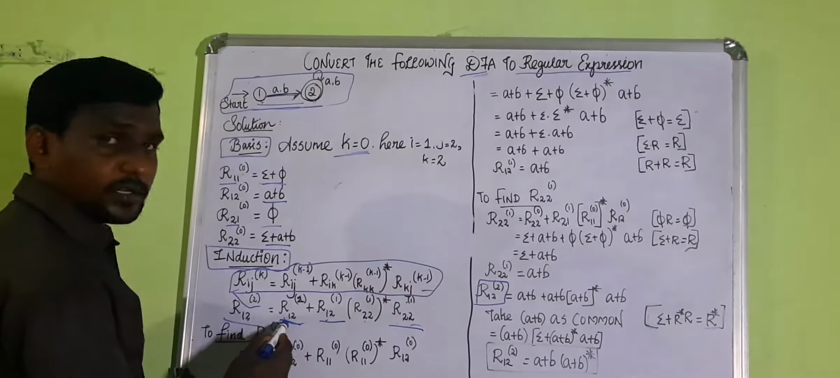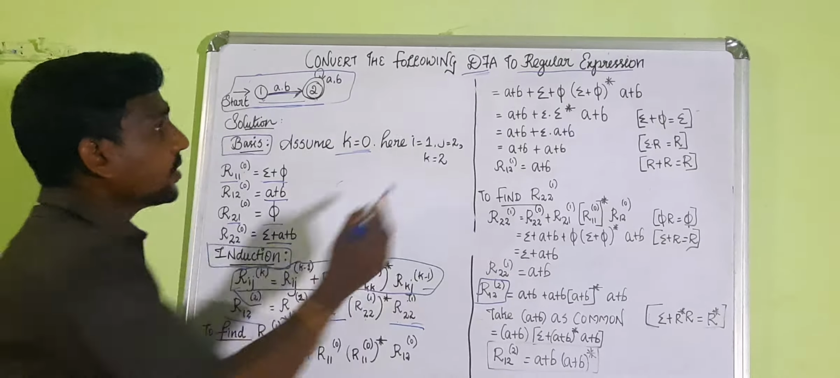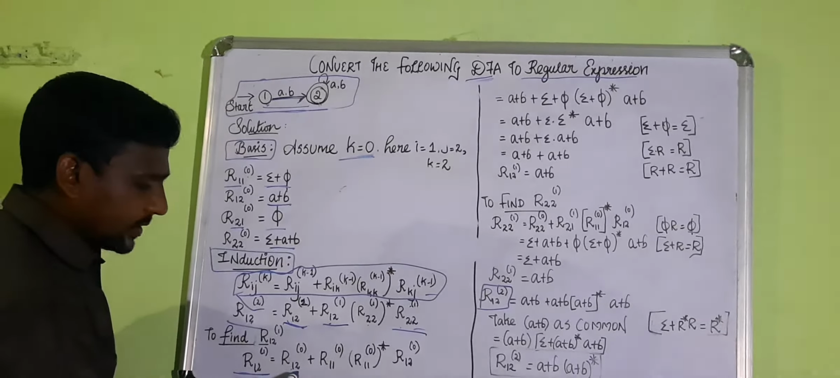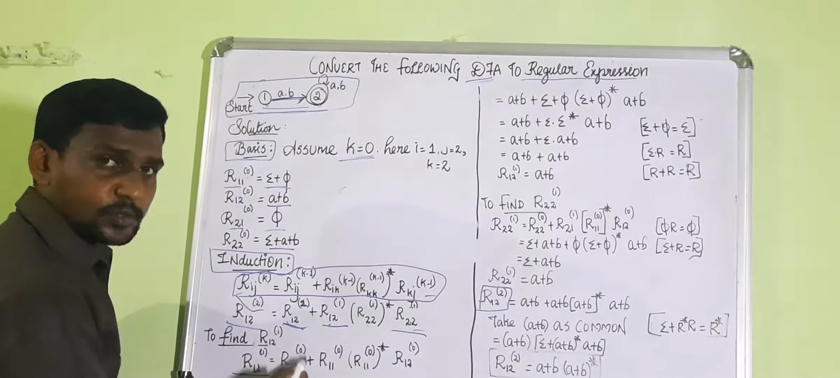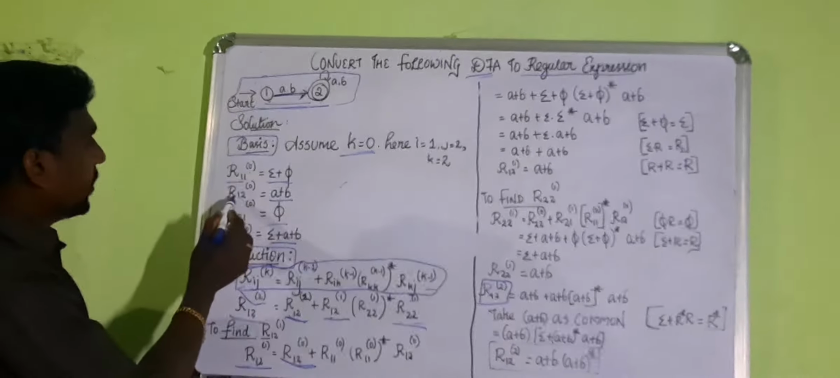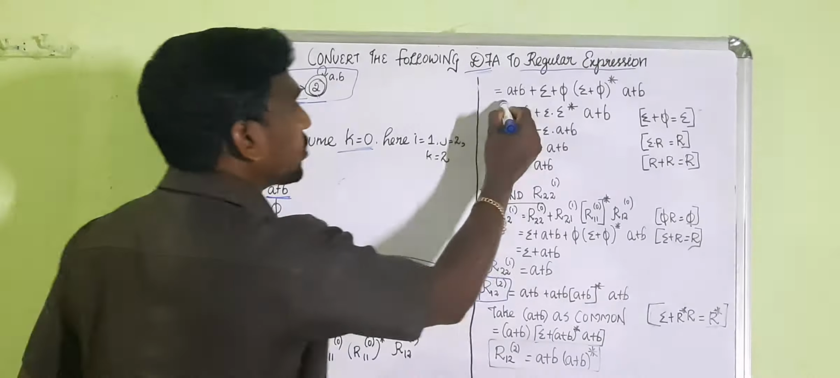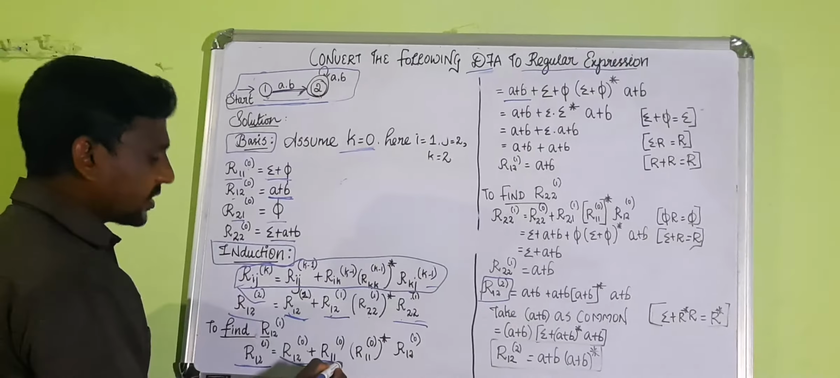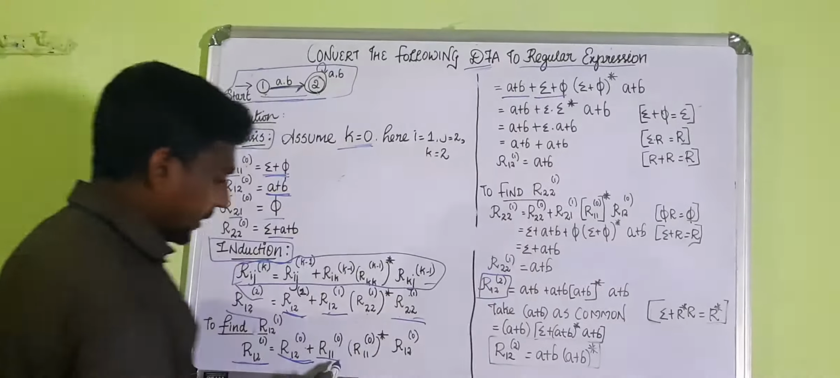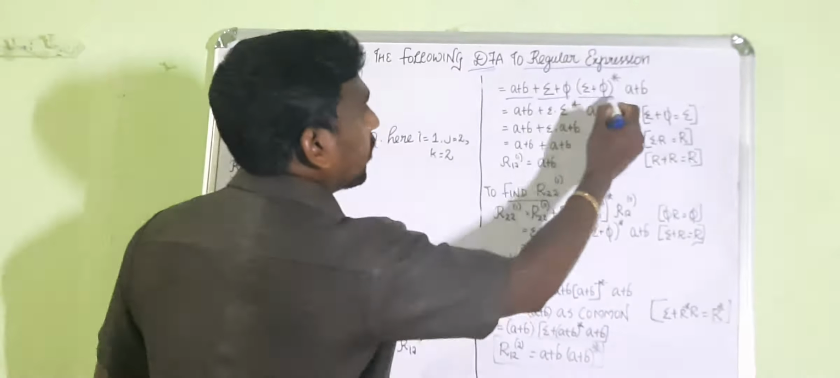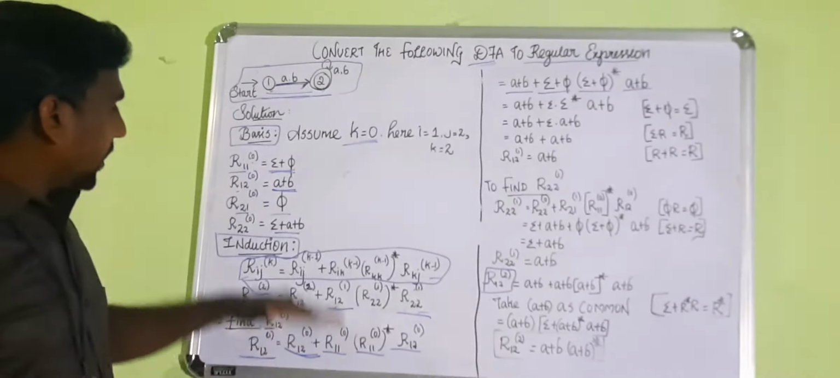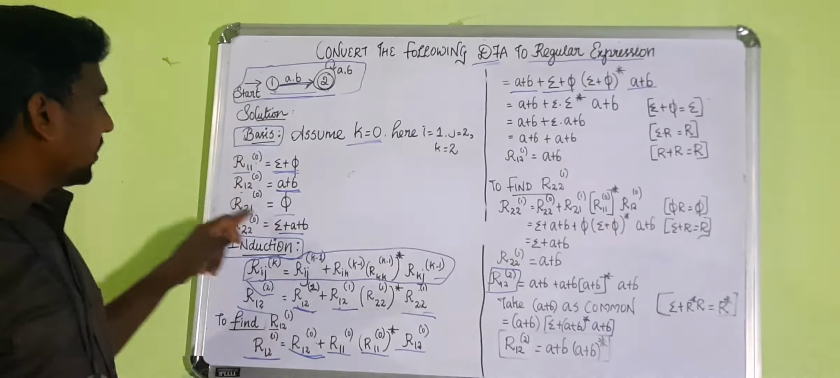The i value is 1, the j value is 2, the k value is 1 now. So here I found R12 power 1, where i is 1, j is 2, k is 1, and k minus 1 is 0. So we will get the power 0 value. So what is R12 power 0? I have here R12 power 0, a plus b. That's what a plus b. What is R11 power 0? R11 power 0 is epsilon plus phi. That's what I have written here: R11 power 0, epsilon plus phi, the whole star, R12 power 0, a plus b. Okay. So simply I apply this regular expression with the values.